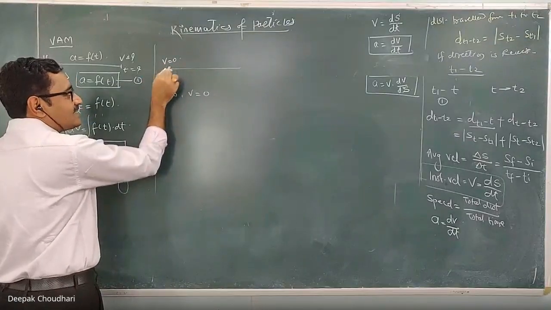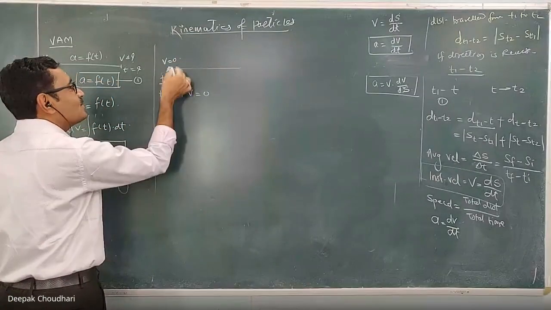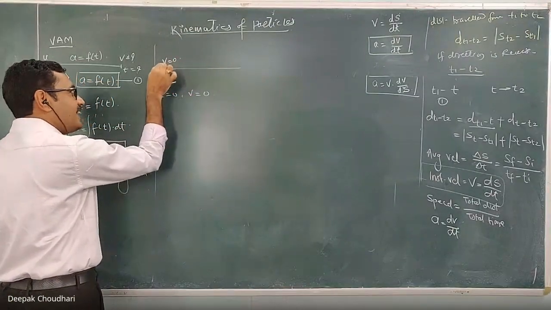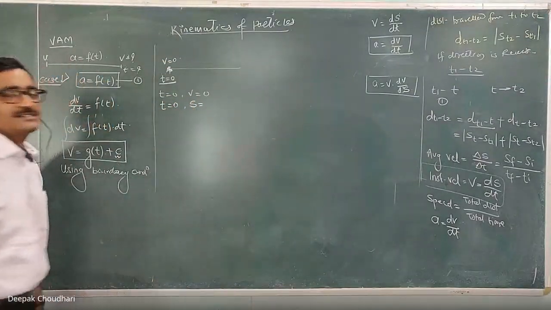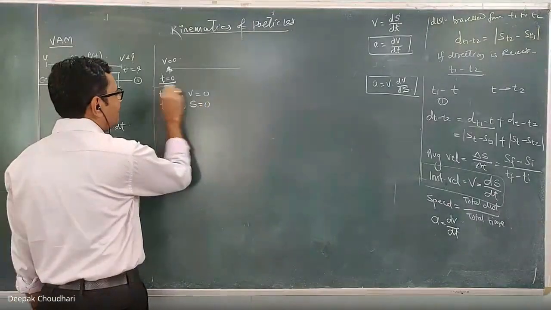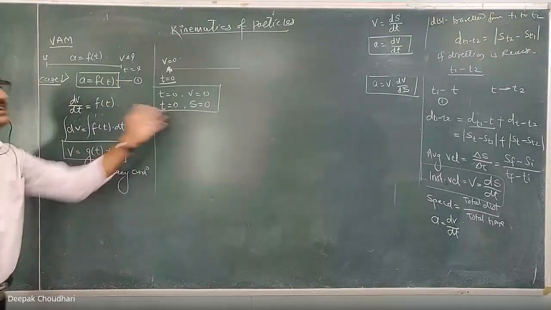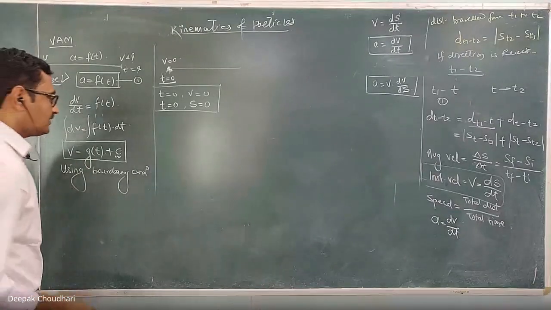So if it started from here, this is the position at t equal to 0, where the particle started. It means at t equal to 0, the particle is at the origin. And since at t equal to 0 the particle is at the origin, what will be its displacement? Since it is at the origin, it will be 0. So you can use this boundary condition. If boundary conditions are not given, to calculate this constant of integration you can use this boundary condition: we are assuming that the particle starts from rest from the origin.